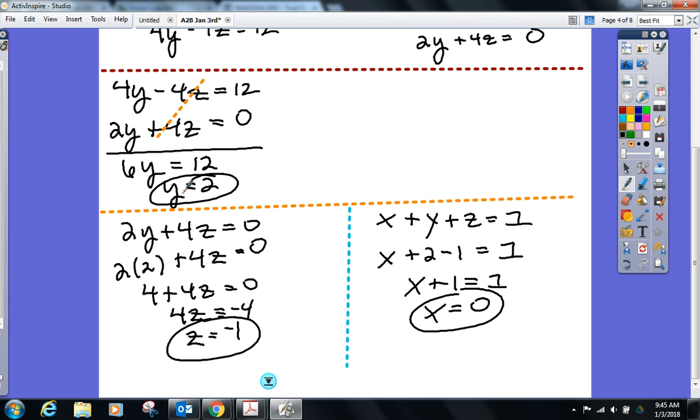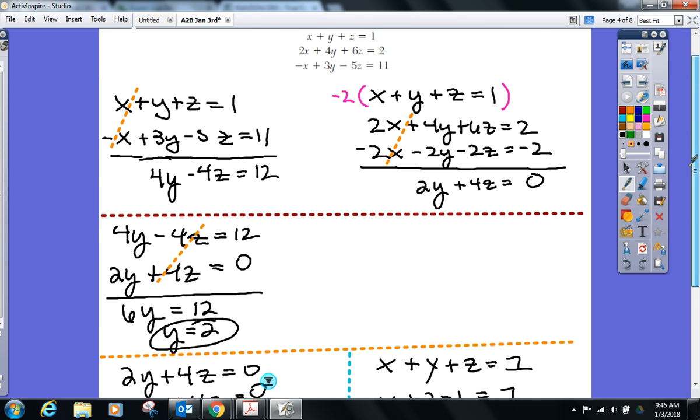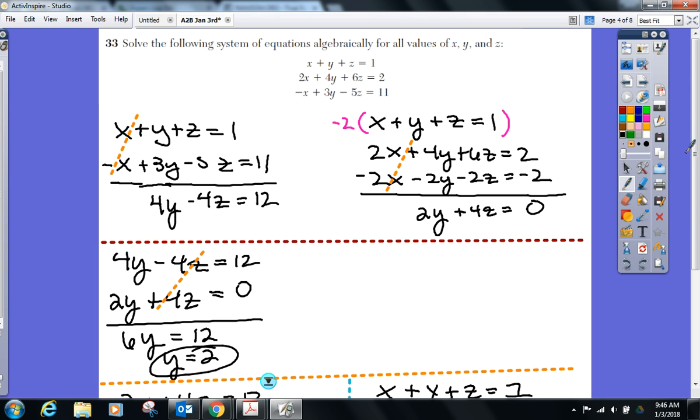And if you're unsure, what can you do? Go back in. That's the great thing about the store key on your calculator. You can store all 3 variables in, type in each of the 3 equations, and make sure you get 1, 2, and 11. That's a 3-pointer right there. 4-pointer. Way past 27 now.